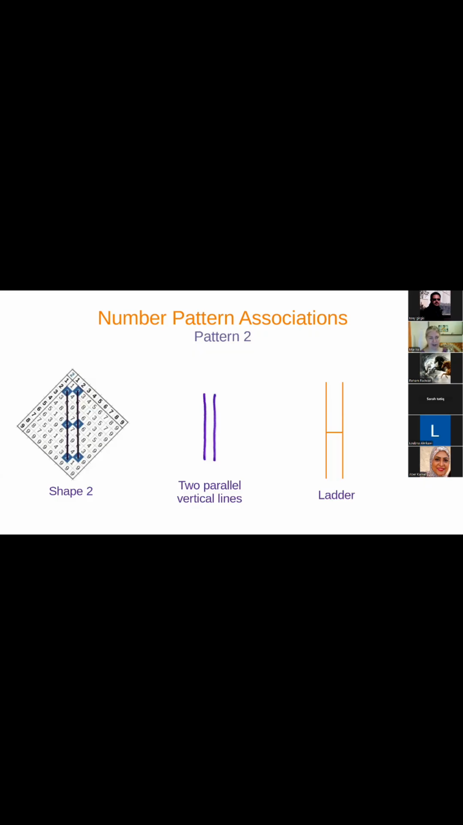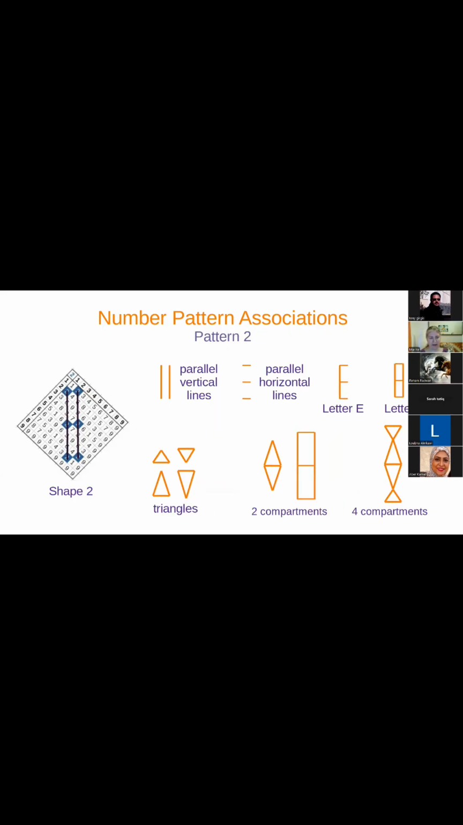For number 2, the shapes were 2 parallel lines in a vertical orientation. The first thing associated with is a ladder. Then I have parallel vertical lines, parallel horizontal lines that can be perceived. The letter E and the letter B, or the number 8, triangles, 2 compartments, as well as 4 compartments, which is actually when you connect them in a more intricate way.